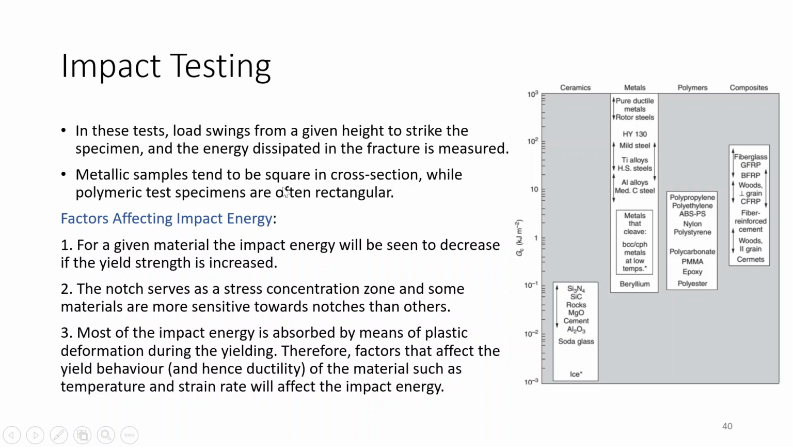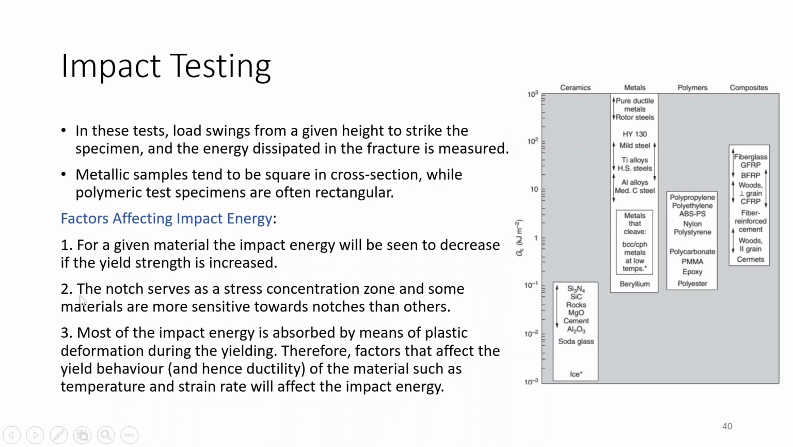Metallic samples tend to be square in cross section, while polymeric test specimens are often rectangular. The factors which can affect impact energy: first, for a given material, the impact energy will be seen to decrease if the yield strength is increased. So if we increase the yield strength of a material by some method, such as quenching, then it will show less impact energy.